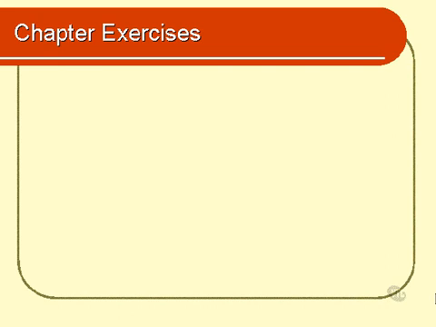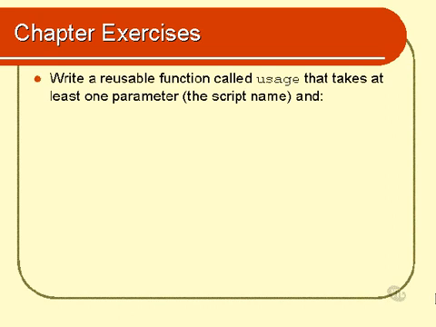So here are the exercises for Chapter 9. There's two of them. The first one is I actually want you to write a reusable function called usage. When I say reusable, I mean this function should be able to be used with any shell script regardless of the actual parameters that script takes.